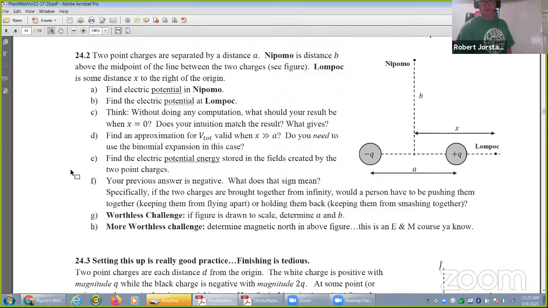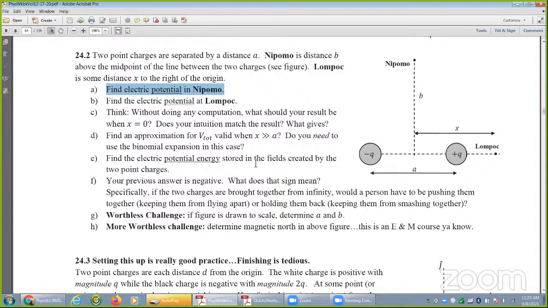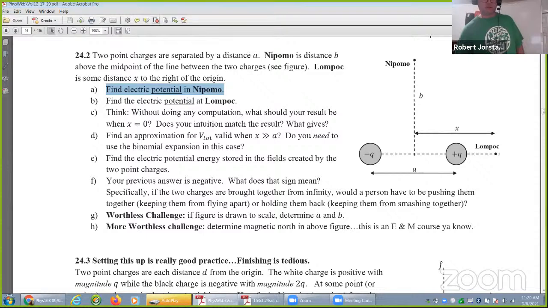So quickly, what is the electric potential in Nipomo for these two charges? What's the answer? Is it 0? It's 0, right? Oh, whoops, there was a chat there. Oh, sorry, Michael. You're right. Sometimes I don't see the chat. I'm going to bring it up bigger on this window over here so I can see it. Sorry about that.